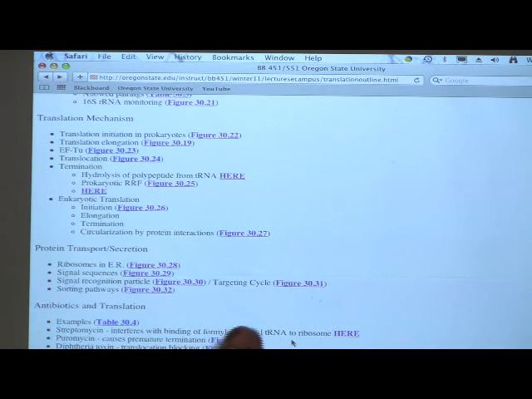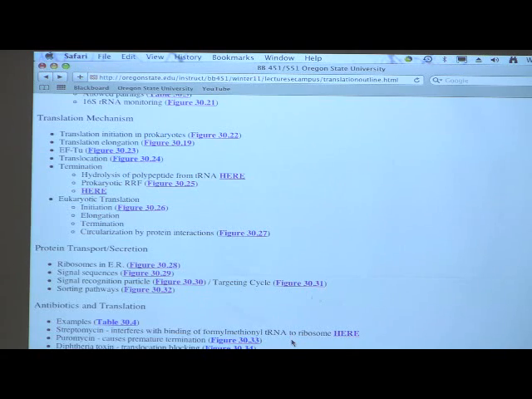Streptomycin, therefore, is specific for bacteria. Okay, so that's a very nice way of targeting. Many antibiotics target specific proteins or specific processes that are unique to bacteria that don't affect eukaryotic cells. And as a consequence, they have very few side effects.